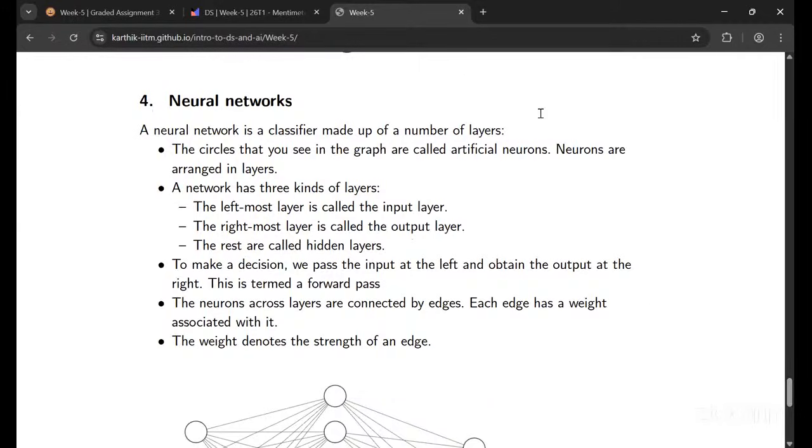If that is fine, then we move to neural nets. So again, a question to you only. Please let me know what you understand by neural networks.